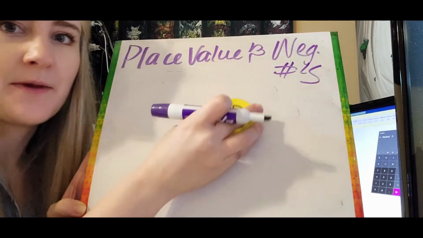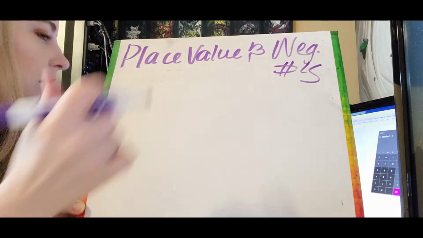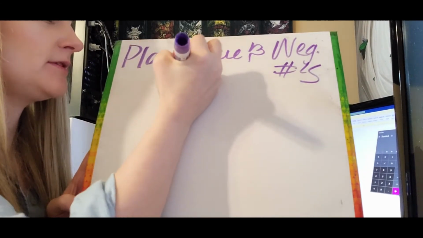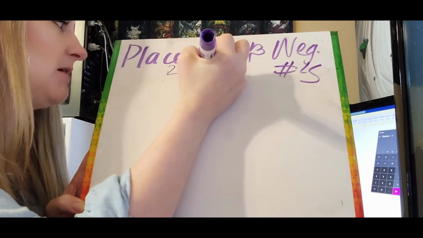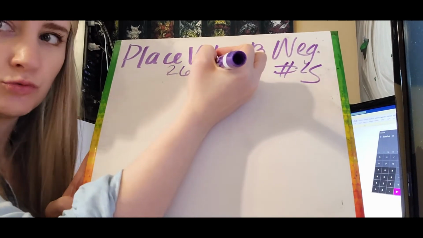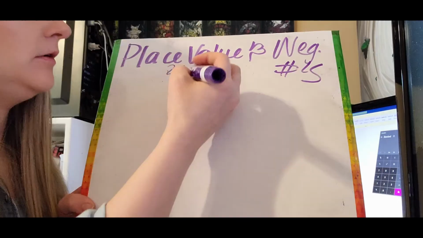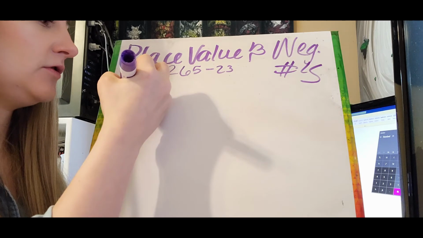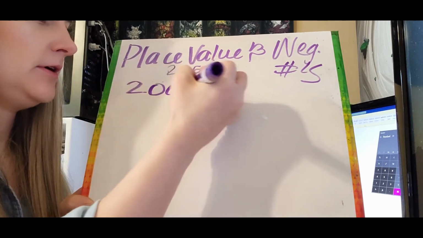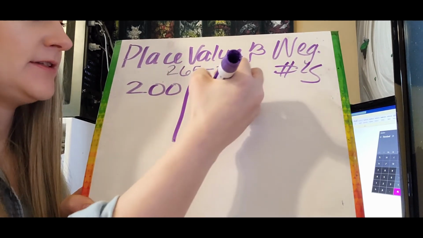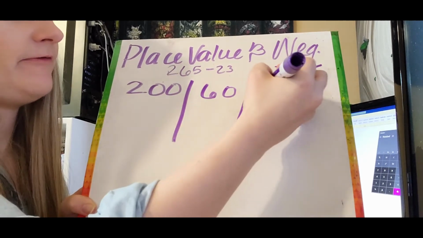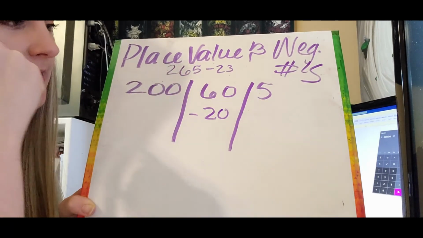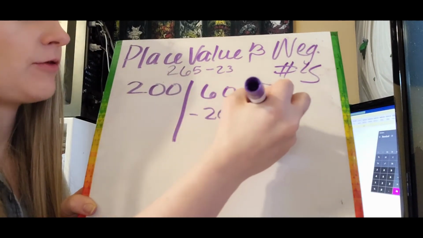This is definitely my favorite strategy. Okay, so let's say we have an even bigger number. Let's do 265 minus 23. Okay, so let's see. We have 200, and then 60, and then 5 ones, minus 20, or 2 tens, and then 3 ones.